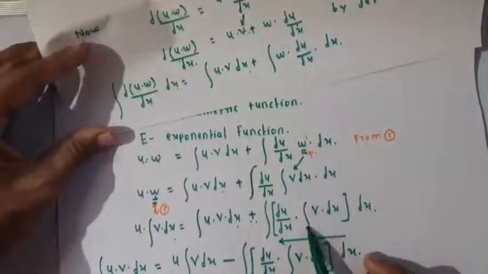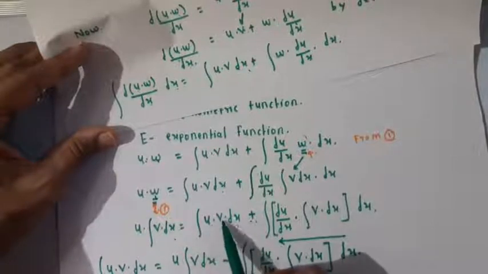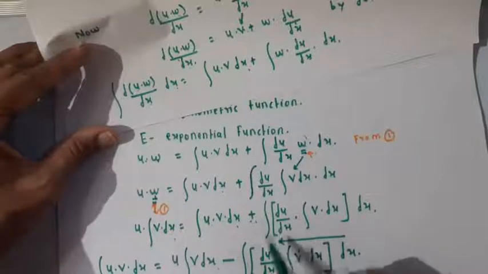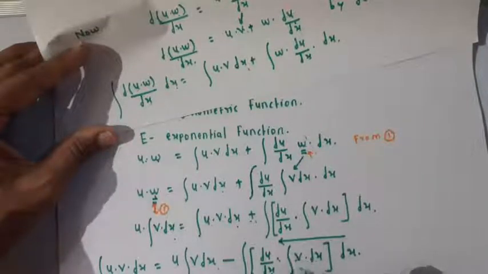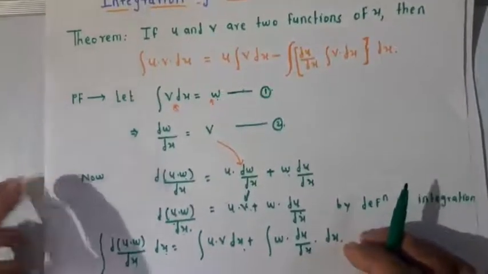Now shift the term to that side. We will get integration of u into v with respect to x equal to u integration of v with respect to x minus integration of differentiation of u with respect to x into integration of v with respect to x and whole the integration with respect to x. Okay, in this way we have proved the theorem.